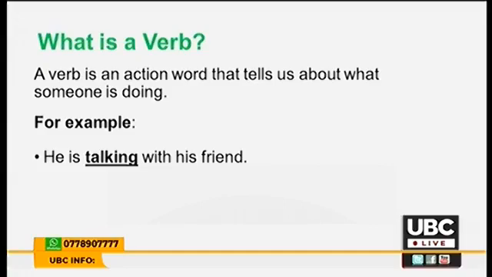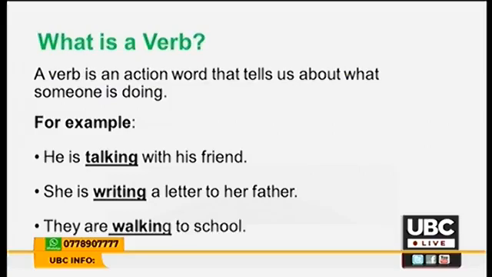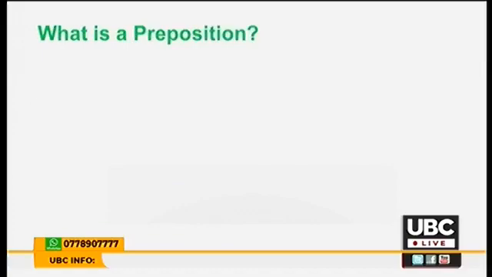For example, he is talking with his friend. What is underlined is a verb. She is writing a letter to her father. Writing is a verb. It is an action word. They are walking to school, moving. They are walking. So it is also an action verb. Those are what we refer to as verbs.